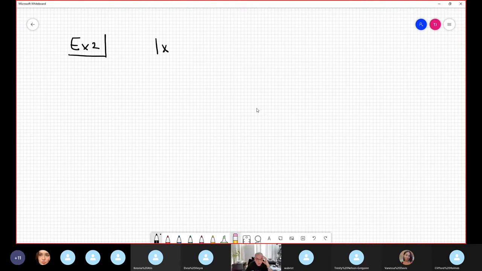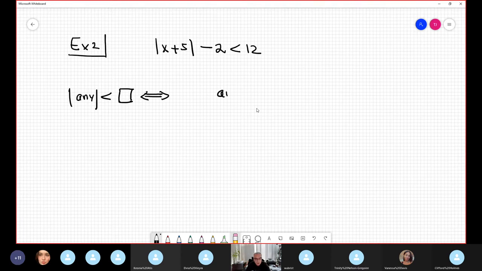Suppose this, example two: absolute value of x plus 5, minus 2, less than 12. So the professor explained one rule. I want to copy the rule. In case absolute value of any expression is less than one number, let me represent the number like a box. The absolute value of any expression less than the box is equivalent to copying the expression in between the box positive and the box negative. So suppose the specific number is a positive 10 and a negative 10, and this expression without bar. You convert the inequality that contains absolute value into one compound inequality.